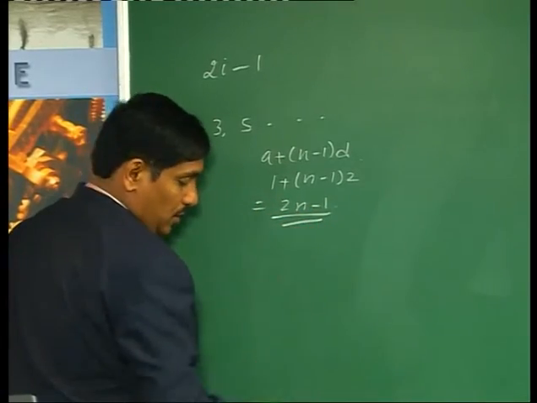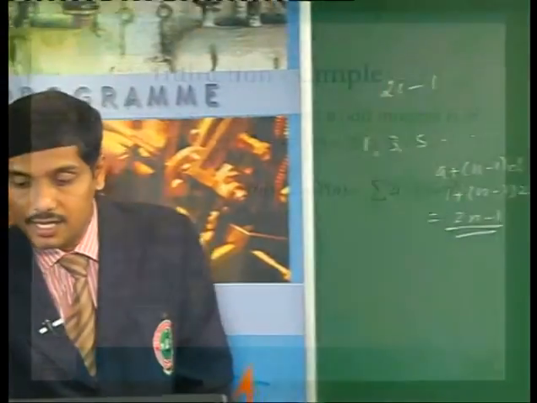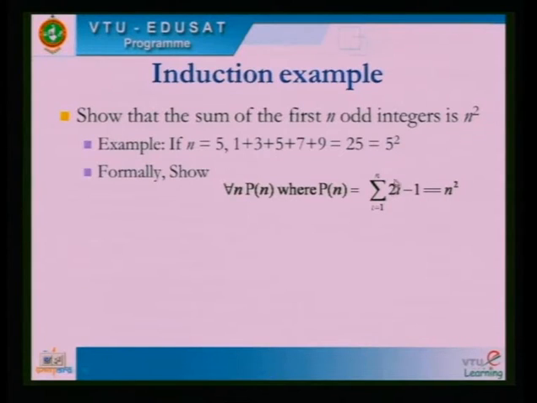So here 2i minus 1, that is 2n minus 1, is the nth term of the series. In place of i, we write i running from 1 to n of 2i minus 1, and that is equal to n square. How do we show this using mathematical induction?